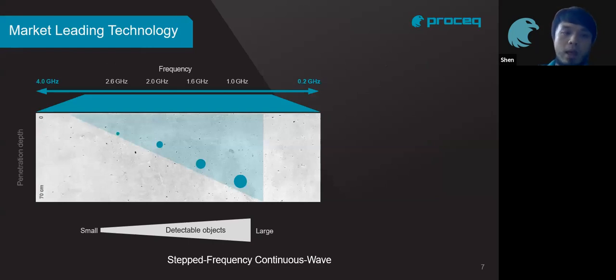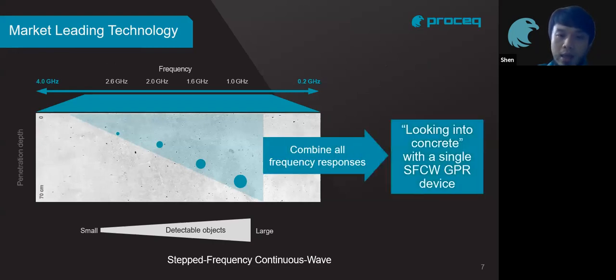So for POSEC GPRs, how are we different from the other GPRs in the market? We are using an ultra wideband technology. We call it the step frequency continuous wave. What does this mean? In short, it's very simple. In the market, if you get a low frequency GPR, you are able to penetrate far and see far objects, but you don't get good resolution near the surface. On the other hand, if you get a high frequency, you get very good resolution on near surface objects, but then you lose out on the penetration depth.